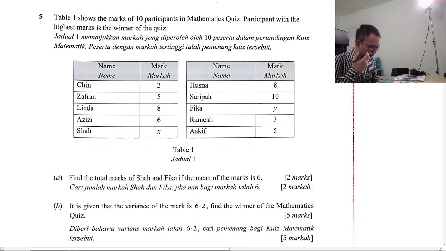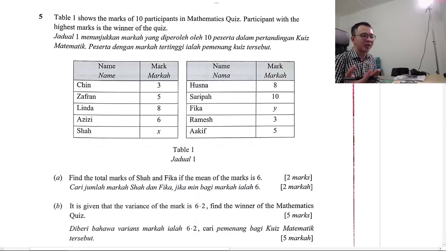Okay, table 1 will show the marks of 10 participants in a mathematics quiz. The participant with the highest mark is the winner of the quiz. So over here, find the total marks of Sha and Fika if the mean is 6.